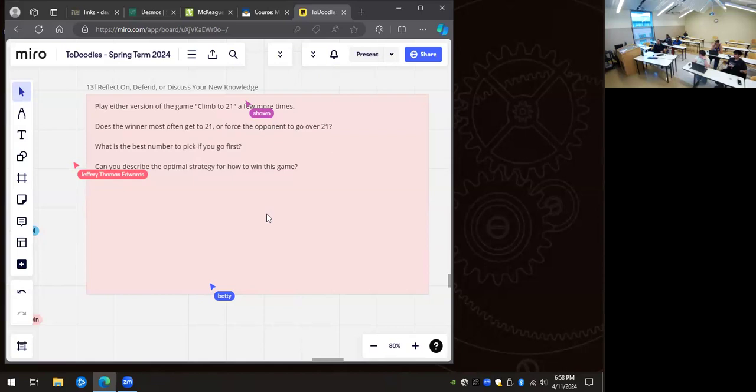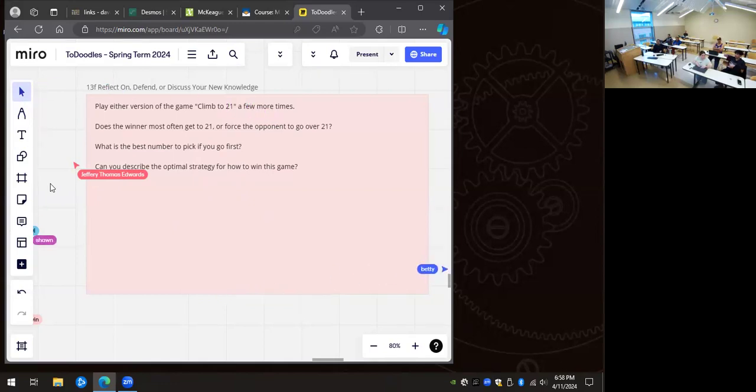What's the best number to pick if you go first? Is there some strategy to that? And just in general, is there some strategy? Are you trying to aim for 18 and then just slow down and go careful? Or are you trying to do something to trick them so that you can make them go bust or something? Who knows? Things to think about. We don't know enough right now to answer these questions.